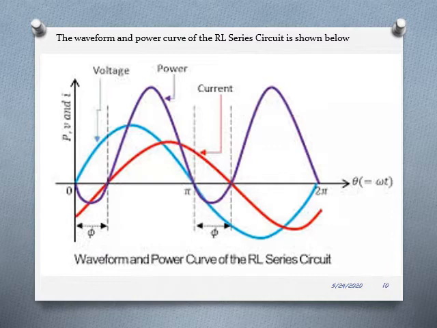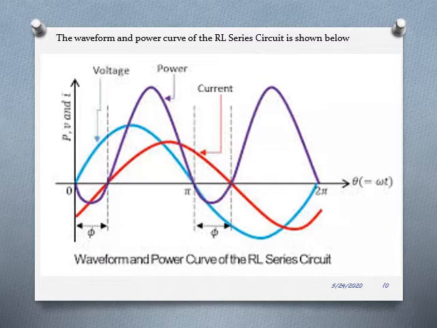Now let's calculate the power. As we have already learned, the power is the product of the instantaneous value of voltage and the instantaneous value of current. So for the instant 0 to phi, the voltage is positive and the current is negative. Therefore, the power will be positive voltage times negative current, therefore negative power. And look at the magnitude also.